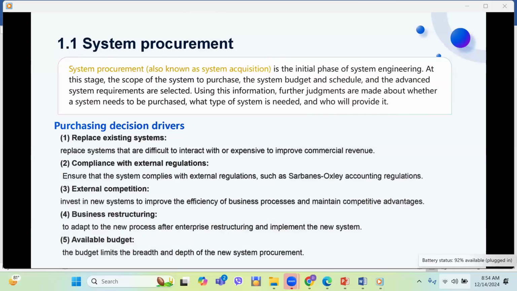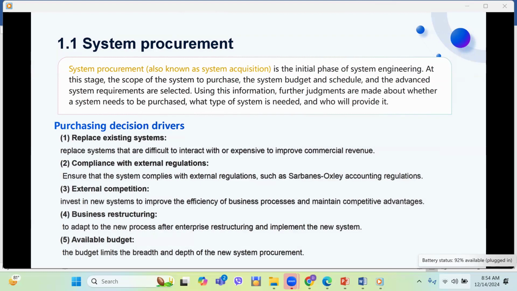System procurement. System procurement, also known as system acquisition, is the initial phase of systems engineering. At this stage, the scope of the system to purchase, the system budget and schedule, and the high-level system requirements are selected. Using this information, further judgments are made about whether a system needs to be purchased, what type of system is needed, and who will provide it.